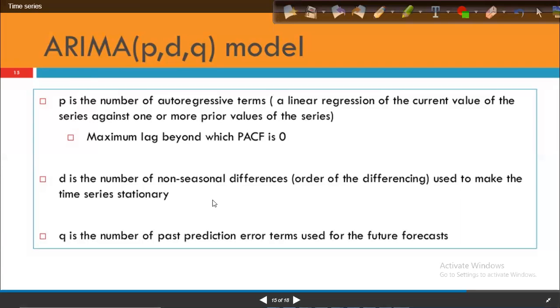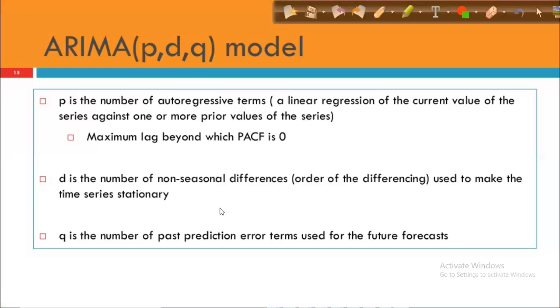And Q is nothing but the number of past prediction error terms used for the future forecast. Today's price is 100, yesterday's stock price of Infosys is 105, and the day before yesterday was 110. But that was the predicted value for the Infosys stock price. 110 was the day before yesterday's forecast, but what was the actual one? Let's say the actual one was 105. The difference is 5. That is the loss, which is nothing but error. We discussed several times: actual minus forecasted is called error.